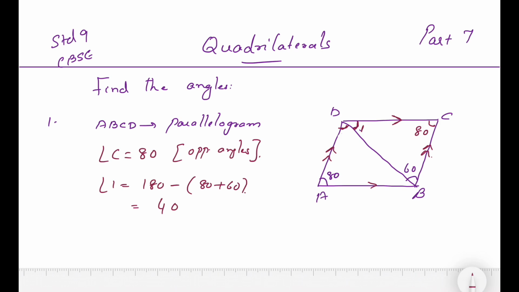These type of questions will come in your 1 markers, that MCQ type of questions. You got 1. Now you have to find angle 2. Angle 2 is very easy. Now this is 60. So angle 2 is equal to 60. Alternate interior angles. AD is parallel to BC. Alternate interior angles.